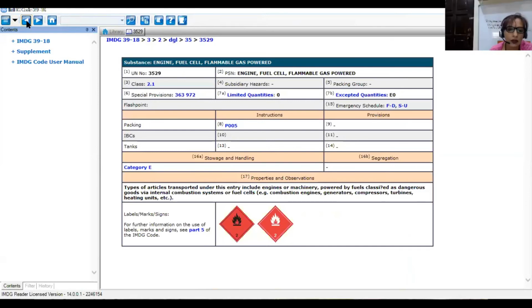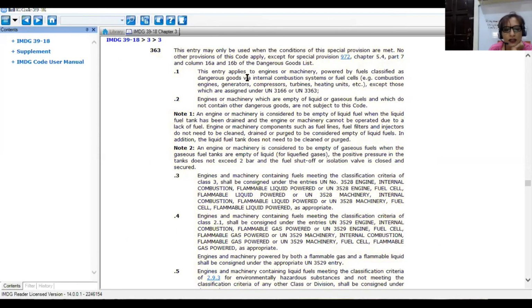Okay, so we first focus on 363, right? In 363, they tell us about the lithium battery thingy. This entry applies to engines or machineries that are powered by fuels classified as dangerous via their internal combustion systems or fuel cells. Unless they told you those are vehicles, then this is vehicle 3166 or 3363. Just check what 3363 is.